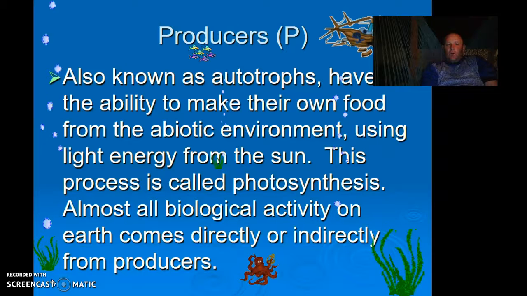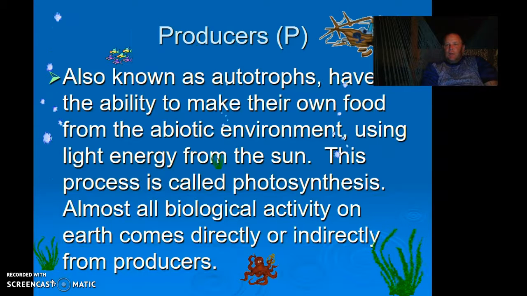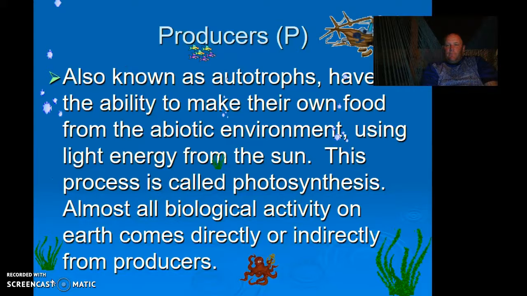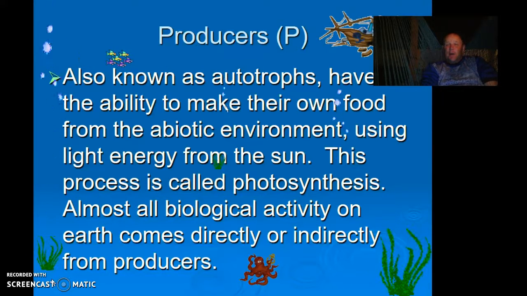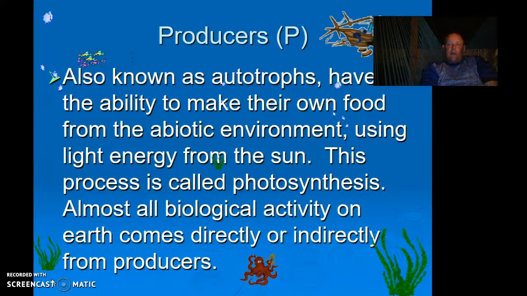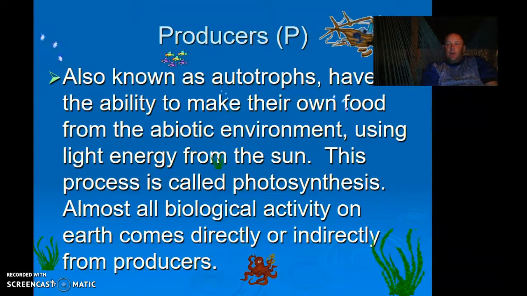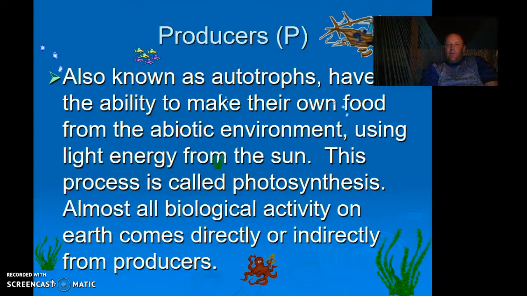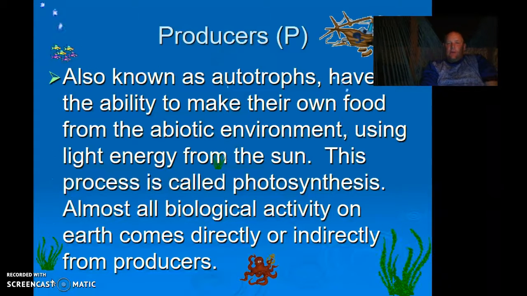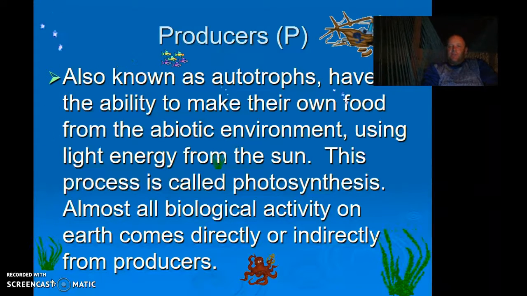Now, again, we're going to talk about producers. Another term for producers is autotrophs. If we break that word down, troph basically means food, and auto means self, so self-food. Earlier we mentioned that the largest group of autotrophs on the planet, if you'll recall, is algae. They have the ability to make their own food from the abiotic environment using light energy from the sun. This process is called photosynthesis.